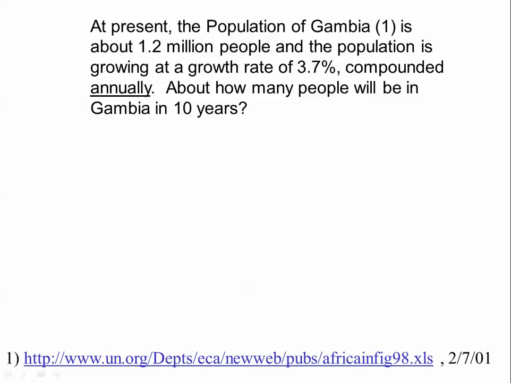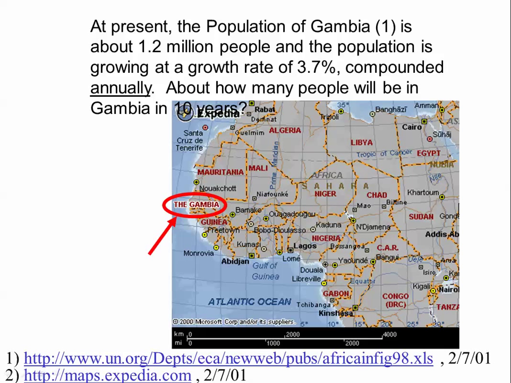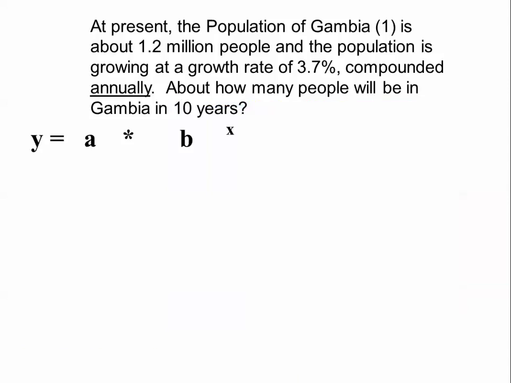So at present, the population of Gambia is about 1.2 million people, and the population is growing at a rate of 3.7% compounded annually. So we're going to do this problem twice about how many people will be in Gambia in 10 years. We're going to do it on the left side annually, and then on the right side continuously. Here is where Gambia is on the western coast of Africa.